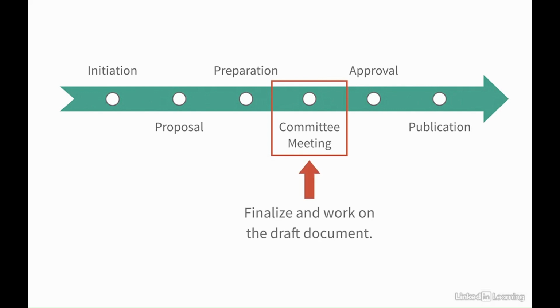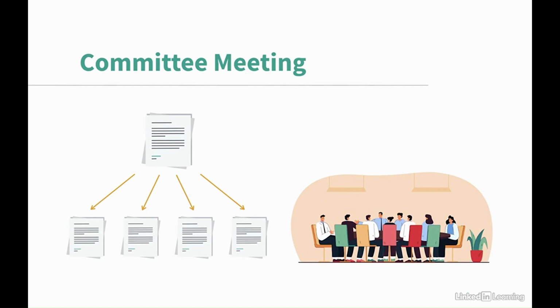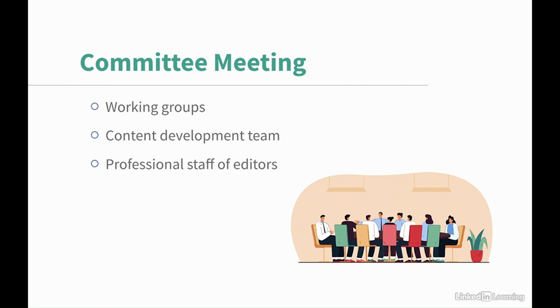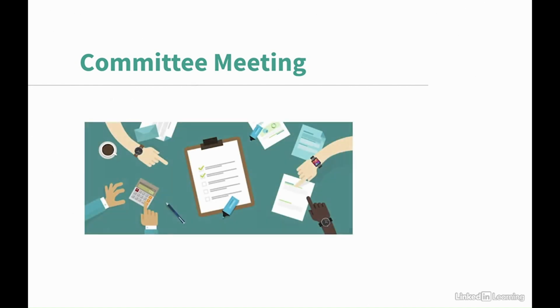committees meet to work on and finalize the draft of the standard. Each group that was assigned a task can officially begin its work to develop and write the standards. The committee usually involves working groups, content development team, and professional staff of editors. During the committee meetings, the draft of the standard is discussed, and the committee can then comment and vote. Also, the draft is shared with the members of the organization committee.